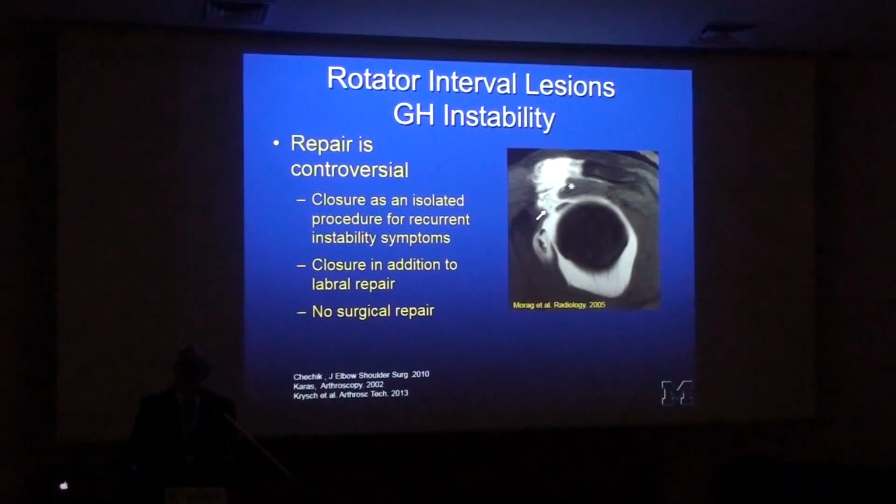When we have glenohumeral instability, repair of the capsule and ligaments is really controversial. Some orthopedic surgeons advocate closure of the interval defects as an isolated procedure. Some will advocate closing the defect and repairing the cuff at the same time, and repairing the labrum at the same time. And some orthopedic surgeons will say no rotator interval treatment is needed. And in my institute, we don't repair these, but I'm sure there'll come a time where we'll repair these as well.